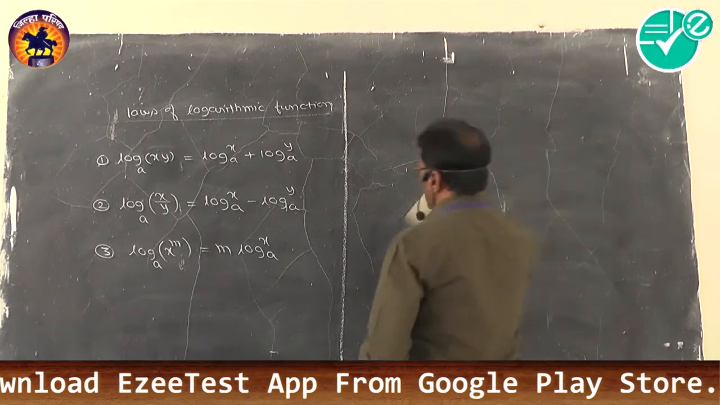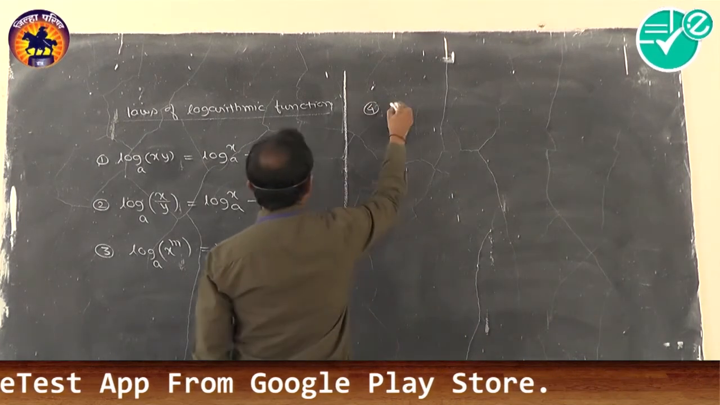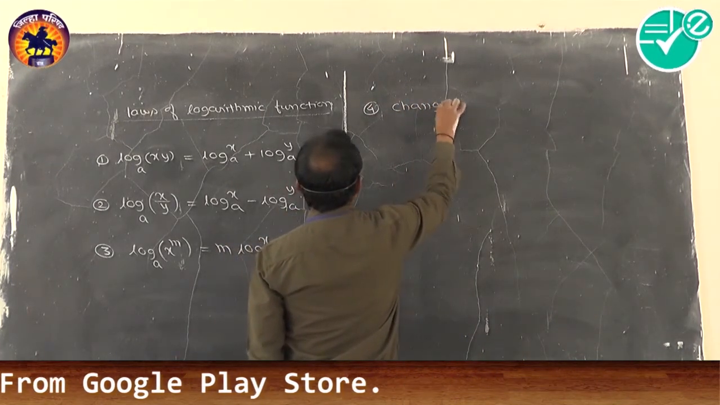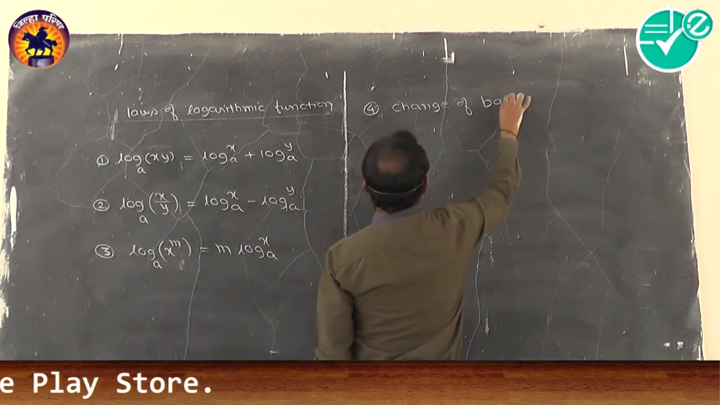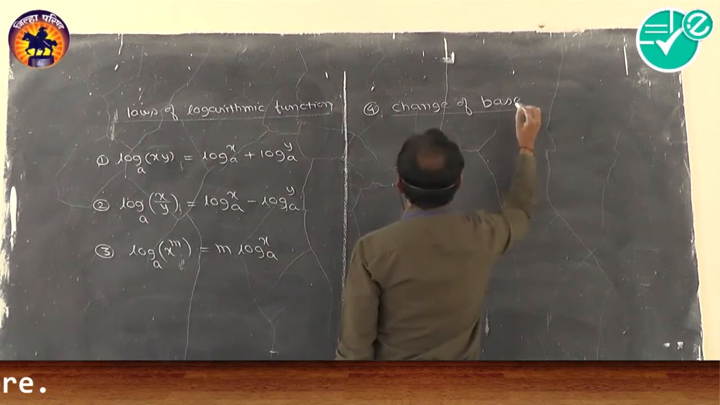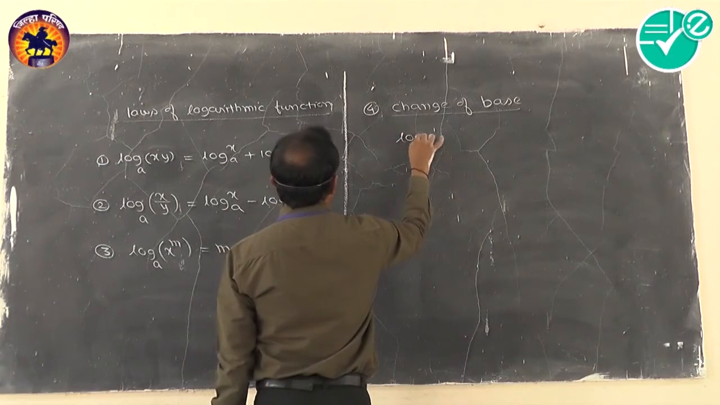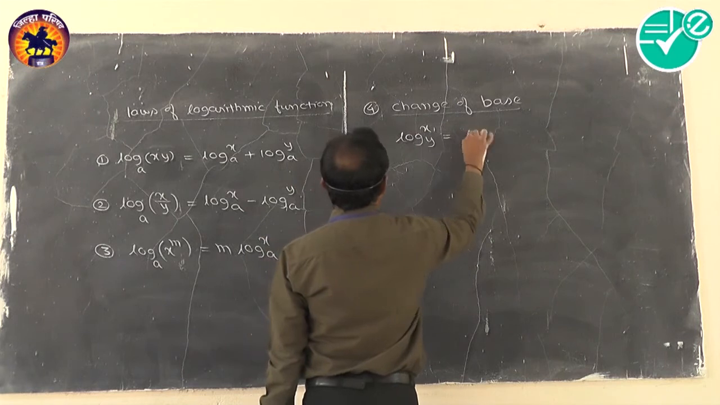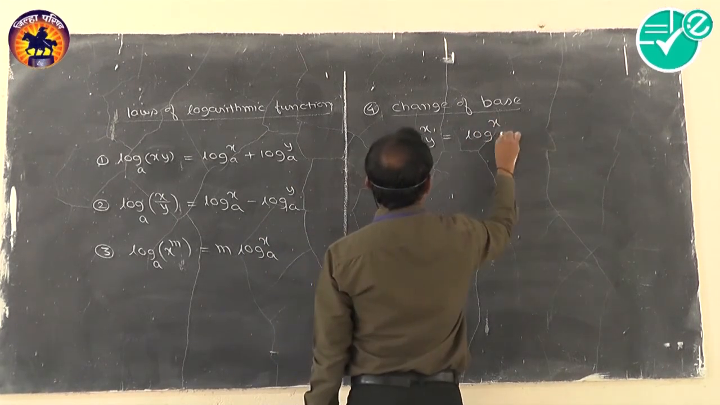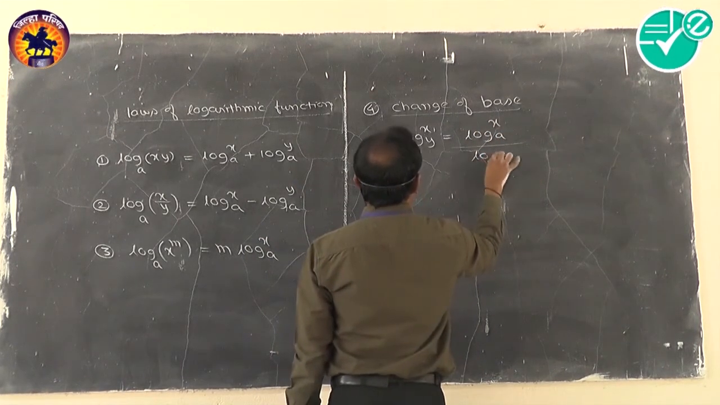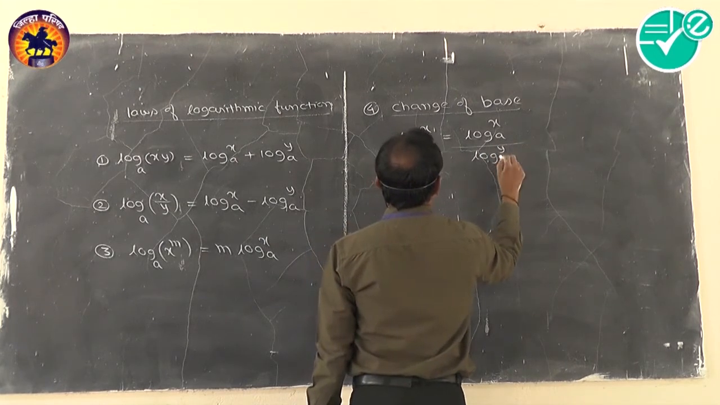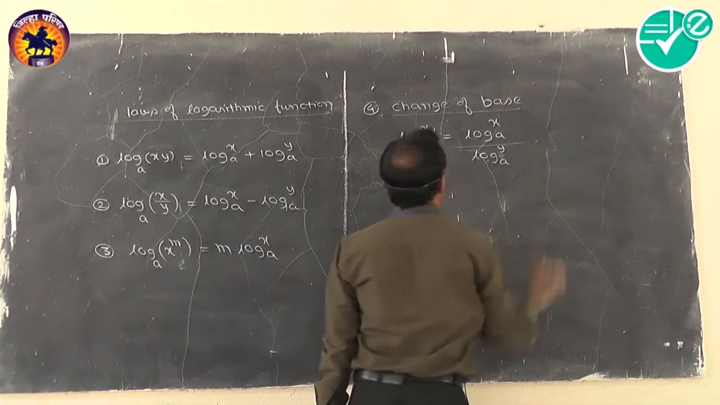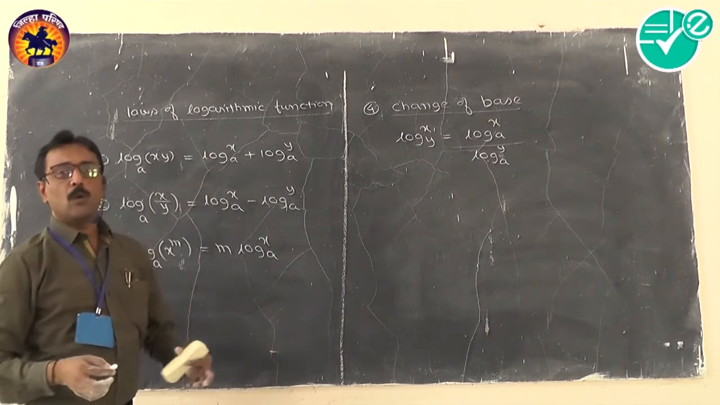Now there is change of base. The fourth law is change of base. In that one also we have a law. Suppose we have log x to the base y, then we can write this as log x to the base a upon log y to the base a. Same base we have to take.